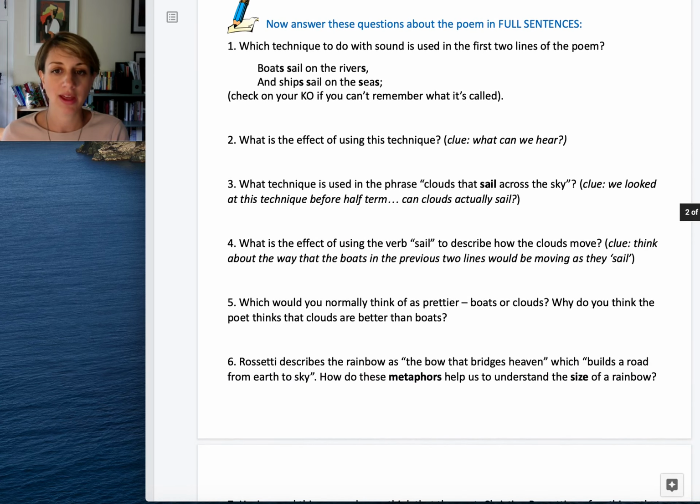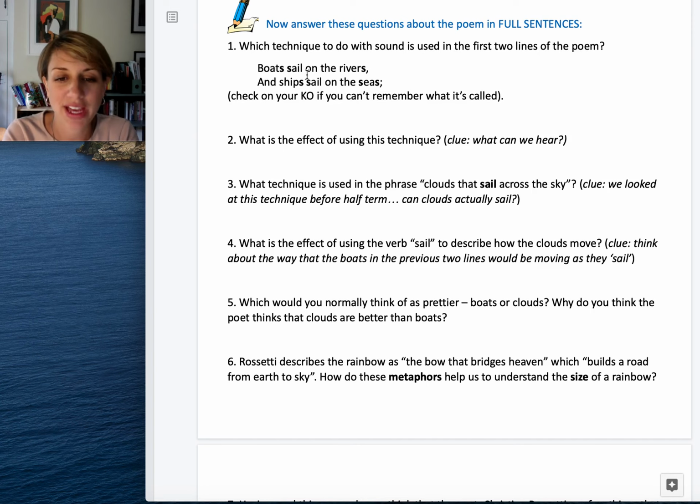Here we go. Which technique to do with sound is used in the first 2 lines of the poem? Boats sail on the rivers and ships sail on the seas. Check your knowledge organiser if you can't remember what it's called, but you can see here that we've bolded the S. So we've got boats sail on rivers and ships sail on the seas. So we're after that repeated sound. What technique is that?